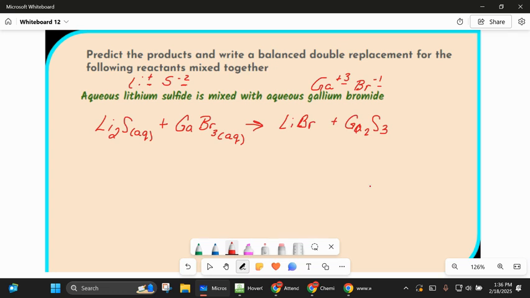Okay, now we check this sheet for a precipitate. Does either one of these precipitate? Which one, Lily? All right, so this is going to be a precipitate. That means this is going to be aqueous. That means this reaction actually happens. One last thing to do, what is it? Balance. So, LiGaSBr.